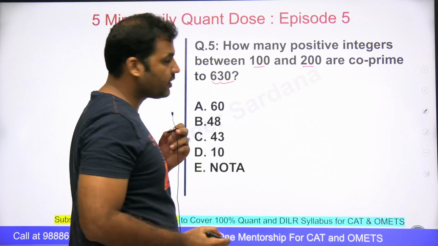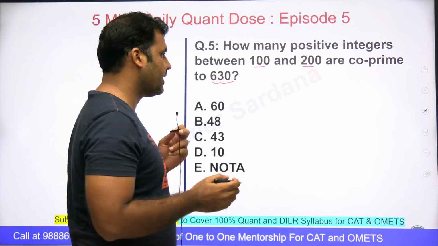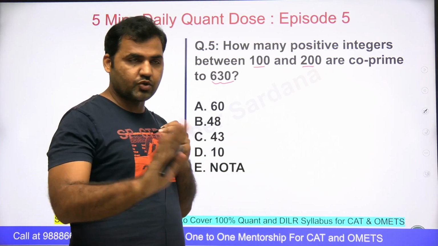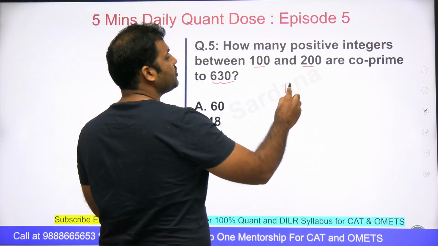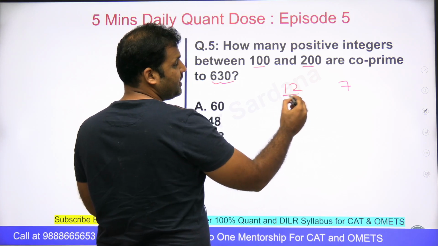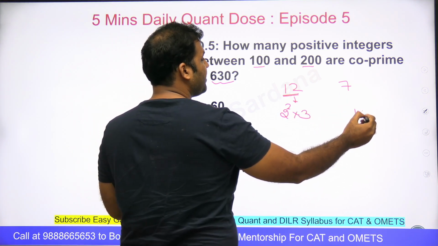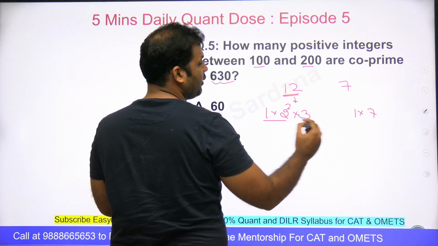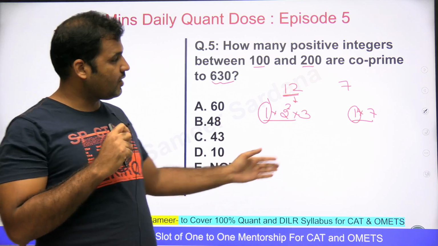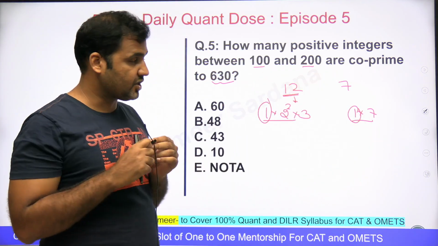Okay, what are co-prime numbers? A group of numbers, a pair of numbers, that do not have any common factor except one. For example, 12 and 7. 12 is basically made of 2 and 3, and 7 is a prime number. Between the two, the common factor is only 1, nothing else. Therefore 12 and 7 are co-prime.